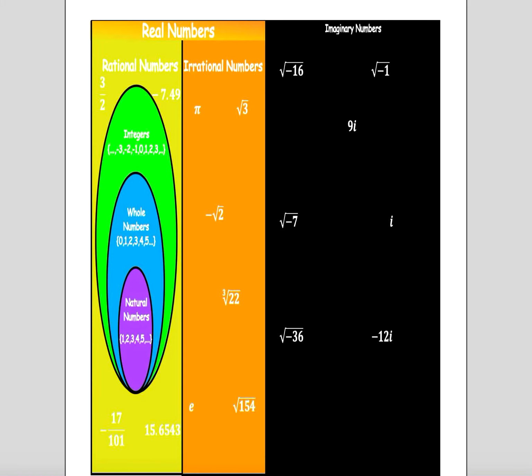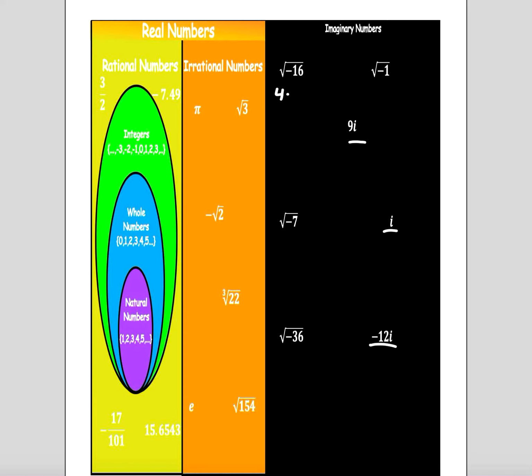Let's go to the next page. Here we have all numbers. Something we haven't gone over, but we will in about 5 days, are imaginary numbers. Imaginary numbers are denoted with i, as you can see some i's on the right side: 9i, i, and negative 12i. Right here, here, and here. If you look at the first one, radical negative 16, if I were to take the square root of 16, I get the same two numbers multiplied by each other.